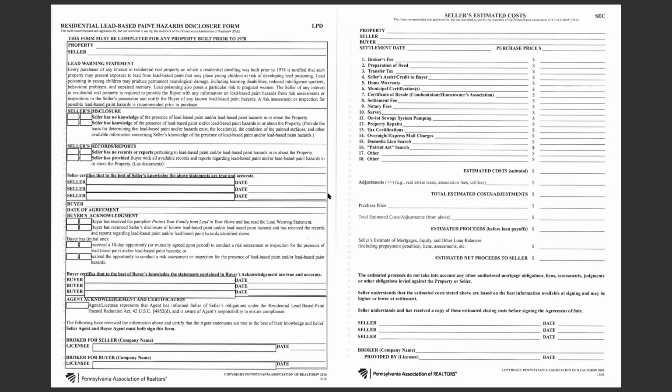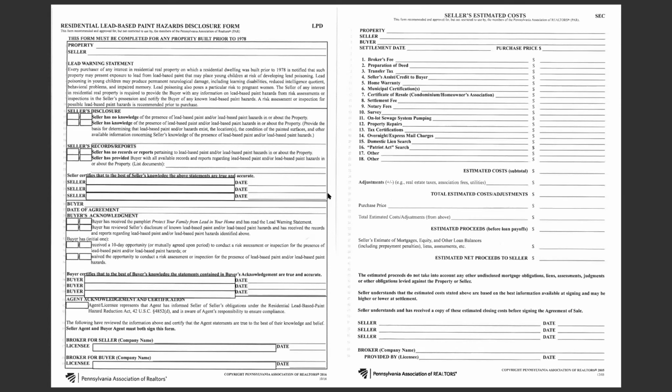Tax certification, no. Overnight, figure $35 to $50 for a title company to express mail out the payment for the mortgage. Domestic and Patriot Act search. On an average, it's $10 for every individual that is searched. So if it's a couple, it'll be $20 for domestic, $20 for the Patriot Act. You total them up, you get a number. Don't get involved with this adjustment. That's all for the title company when you get to closing, so don't worry about that.